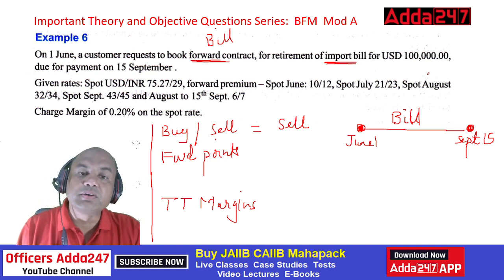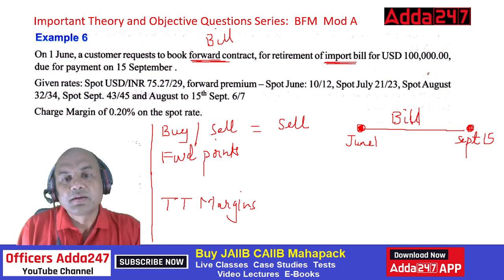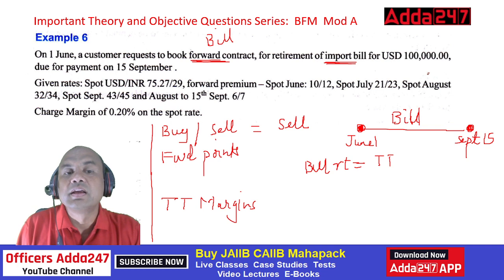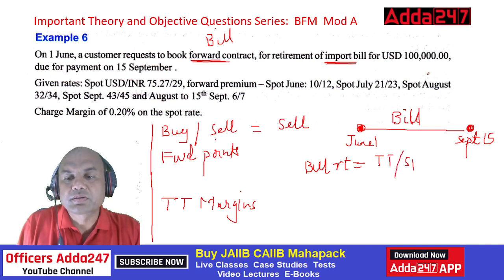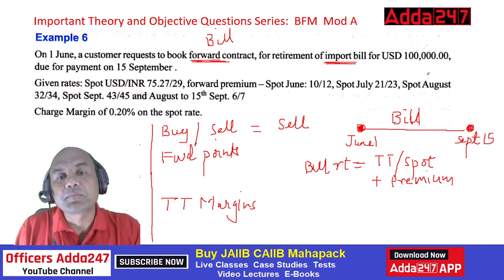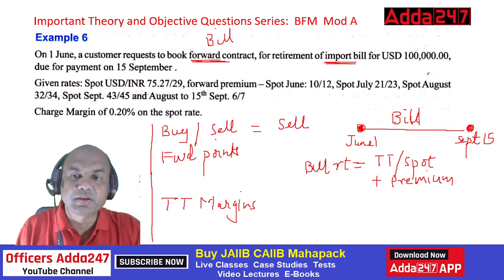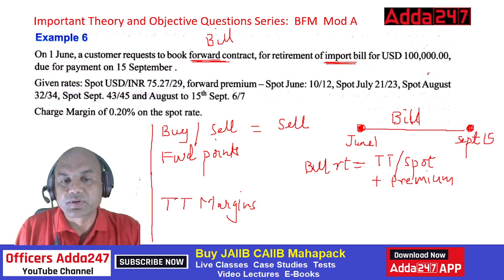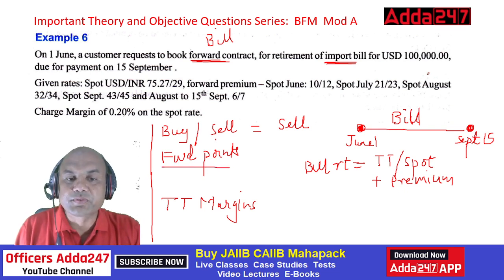Now, how is the bill rate received? How do I get the bill rate? Remember, bill rate equals TT rate. TT rate means spot rate, we call it. The other name for TT is spot. Bill rate equals spot rate plus premium, or if it is a discount then minus discount. Plus premium or minus discount, whichever applies. So coming back, here we have to decide buy or sell, that is sell we are doing. Second is forward points. Now we have to decide.